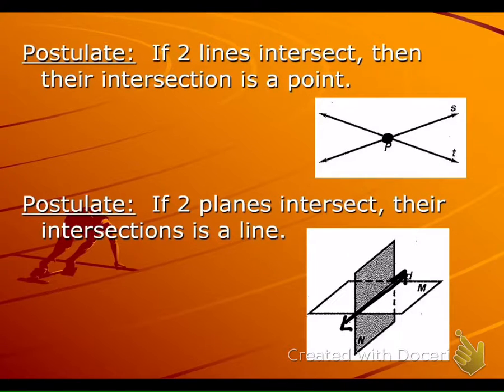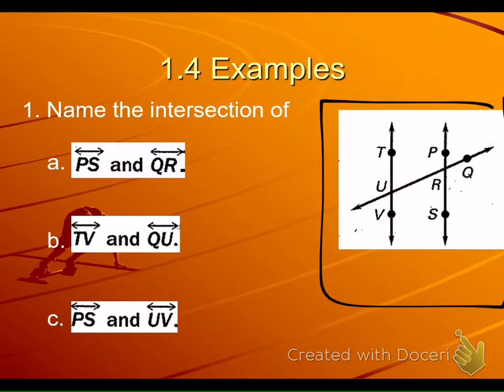All right, so number 1, A says, name the intersection of line PS and line QR. So this is one of those lessons where it might be a really good idea to grab a crayon or a marker or a highlighter and trace the lines. So line PS, find the line with the points P and S on it. That's this guy right here.